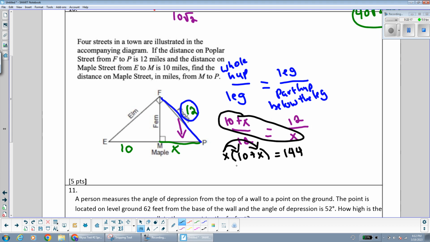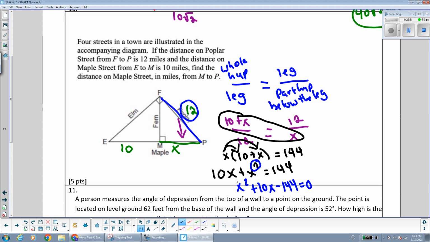Remember to distribute. We have 10x plus x squared equals 144. I'm going to subtract 144 from both sides so we can get this equal to 0. We have a quadratic. So I'm going to have to solve by factoring or quadratic formula, but I don't really like that when we can factor. So we have x squared plus 10x, just rewriting this part in standard form. And then I'm subtracting the 144 to make everything on the same side of the equal sign.